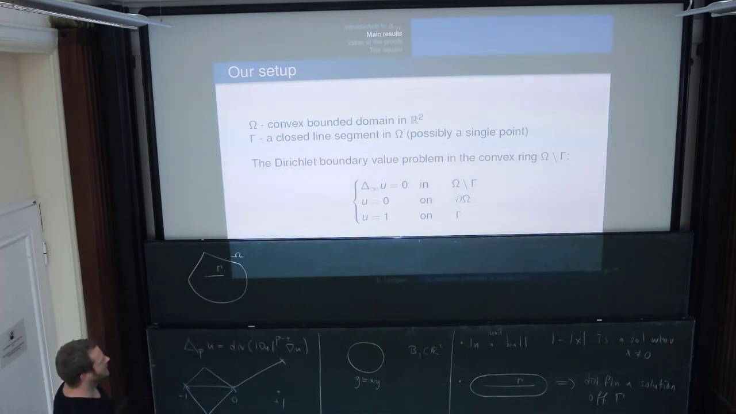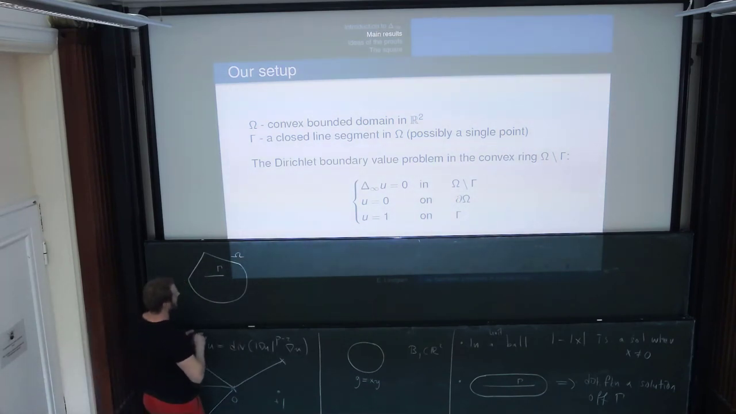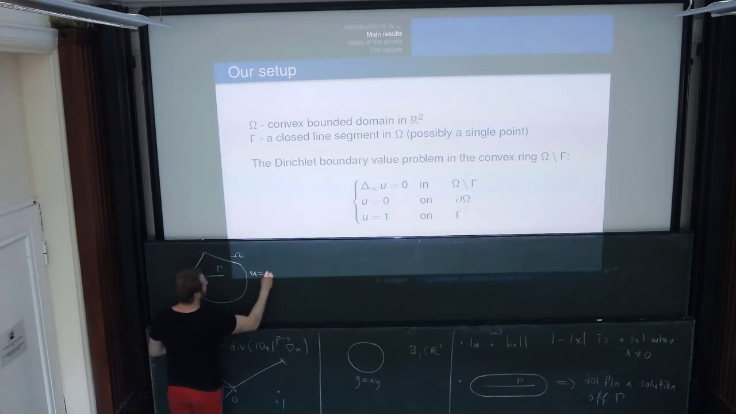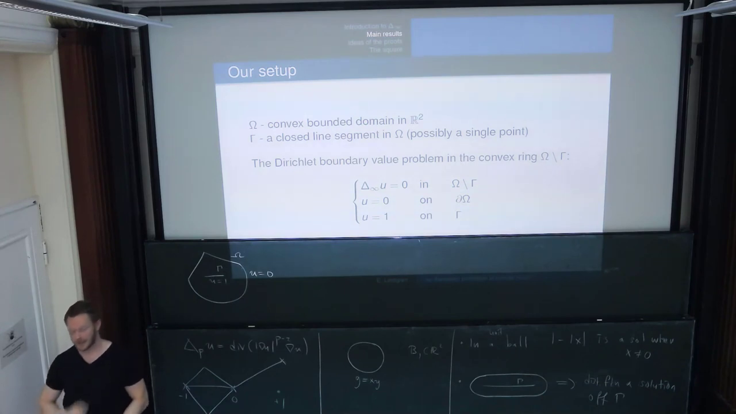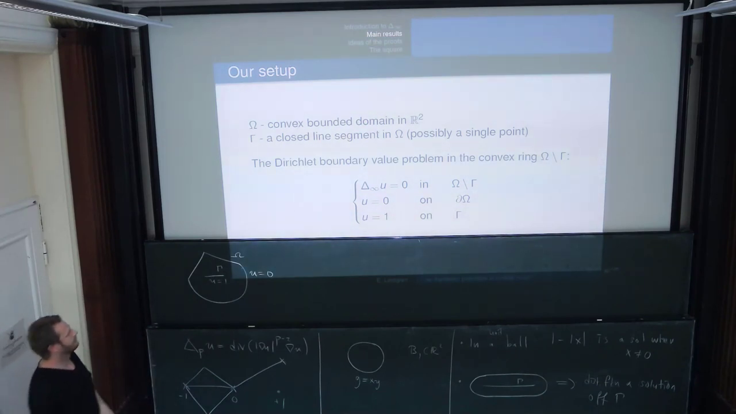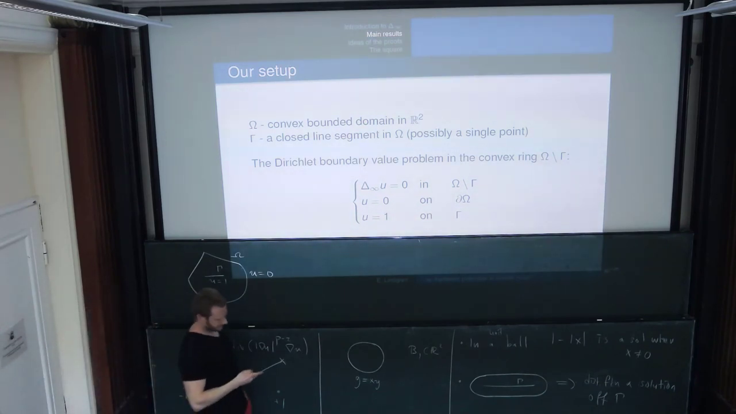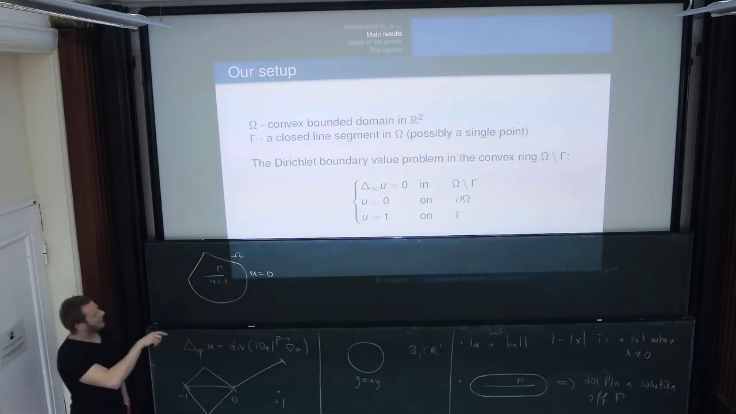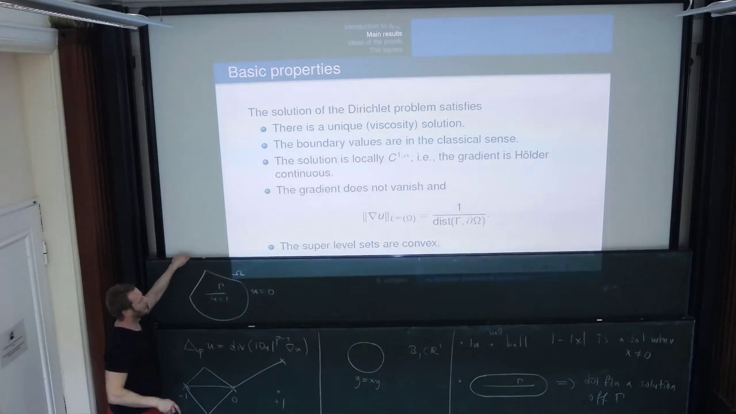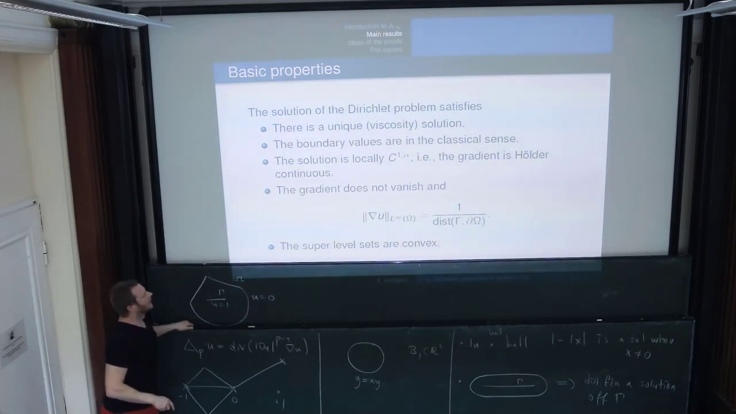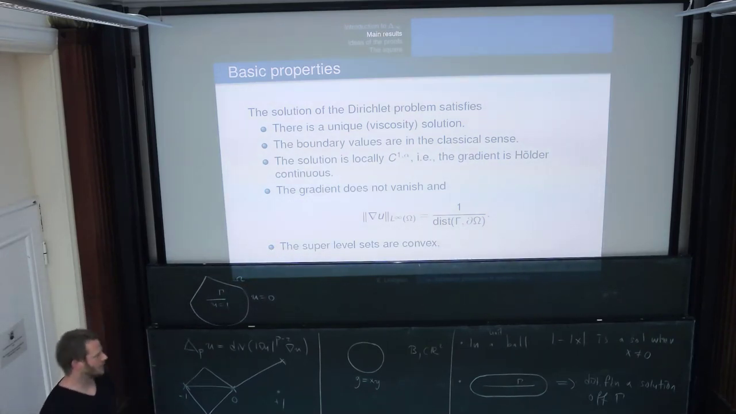So then we fix the solution, which is 0 on the boundary, and it's 1 on this curve, or this line in the middle. Okay? So that's the problem we're going to study. So there are a couple of things that one should know that is true here. So there is a unique solution to this problem. And the boundary values are obtained in classical sense.